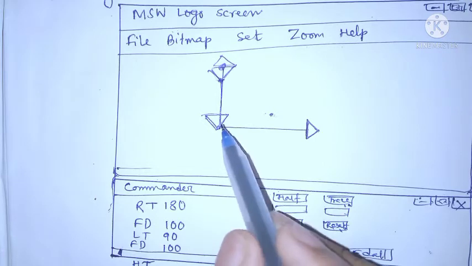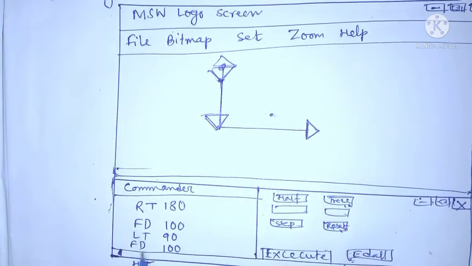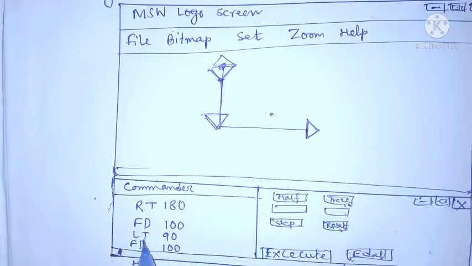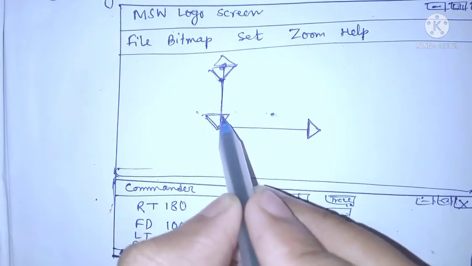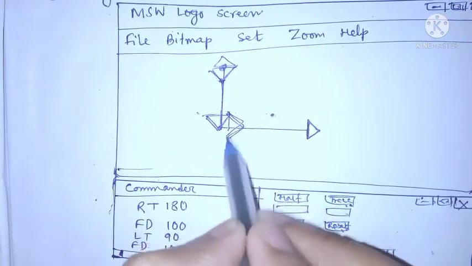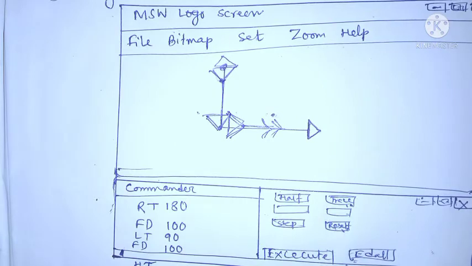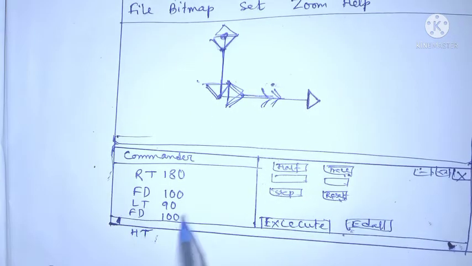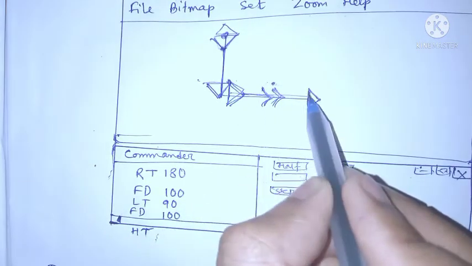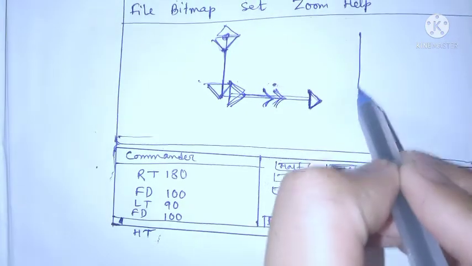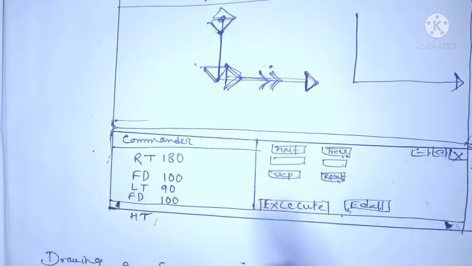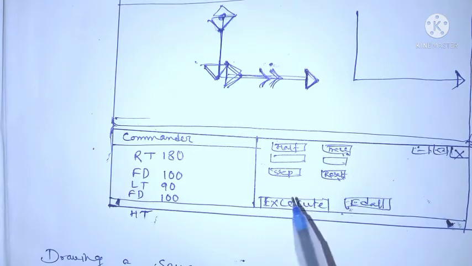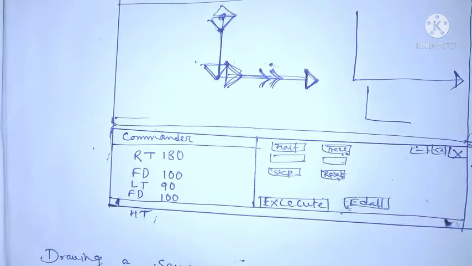Now we have to move this turtle to this side, so we put the command LT 90, left turn. This is the left, this is right for the turtle. So left turn 90 means 90 degrees. Now the turtle moves this way, so we put FD 100, so that the turtle goes to this position. So we have drawn our angle. Now to hide the turtle, we put HT, and press the execute button, so the line will be like this. The turtle is hidden from this line.